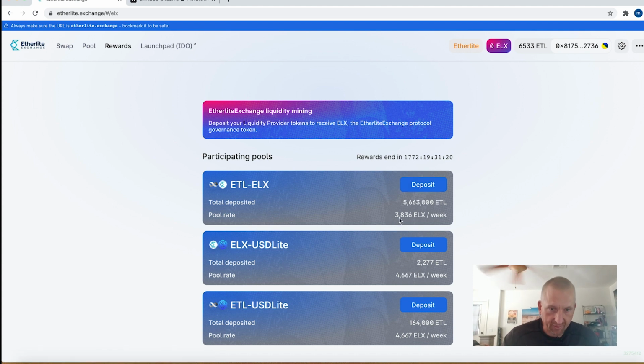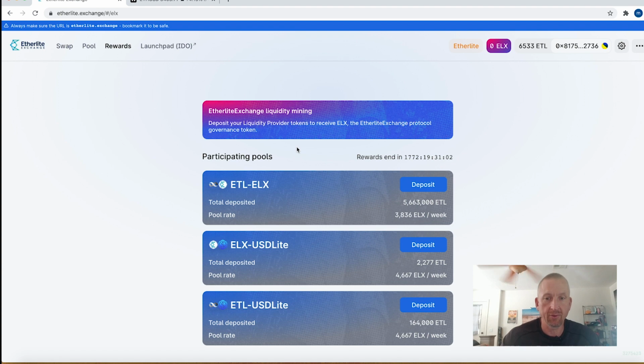Now you can also do this mining, and this is the amount of ELX they're giving out. Here's the amount of ETL that's been staked for this pool, which is 5.6 million. Now we also have right here this new ELX-USD Lite pair.